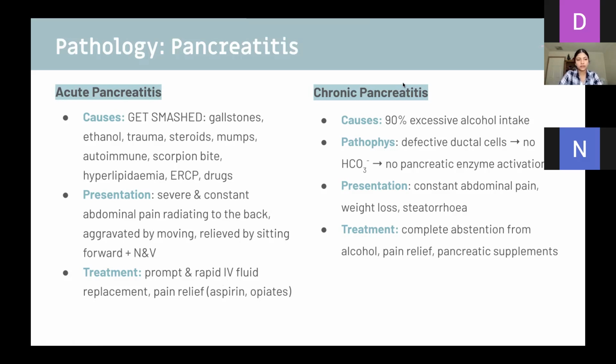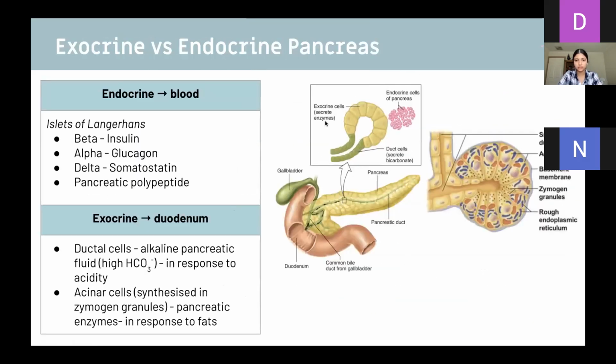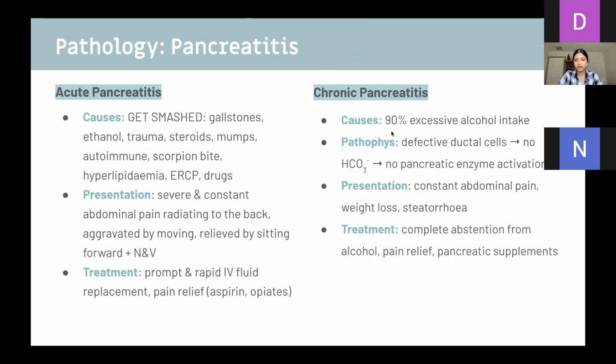And then you have your chronic pancreatitis, which isn't as acute and intense. So your back pain is more constant, but it's a bit more long-term than your sudden onset. 90% of the cause is actually excessive alcohol intake. And it's due to defects of the ductal cells. So if we go back here, the ductal cells are the ones which secrete your bicarbonate. And this results in no bicarbonate and no pancreatic enzyme activation.